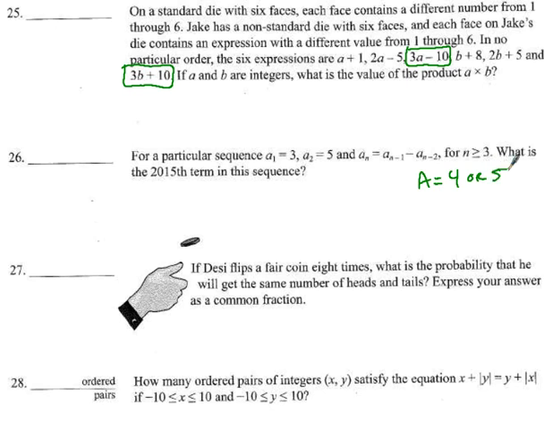So let's plug in 5. So we get 15 minus 10 is 5. 2 times 5 is 10, minus 5 is 5. We have 2 5s, that doesn't work. So right away, I know that A has to be equal to 4.